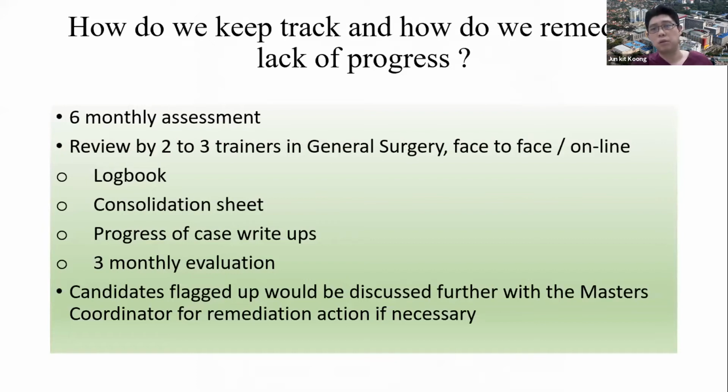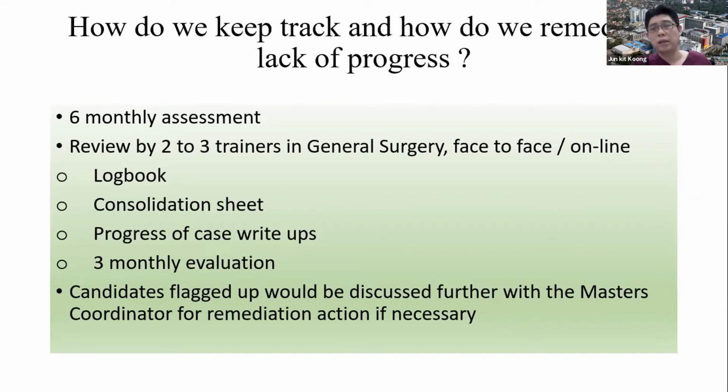By the end, it will be 2 to 3 trainers in general surgery. It's done either face-to-face or online. Again, let me reiterate to you, we look at your logbook, your consolidation sheet, your case write-up, and also your 3-monthly evaluation, and also the courses which you have attended. So please make sure when you come for the meeting, you have all of these things, especially the logbook and consolidation sheet.